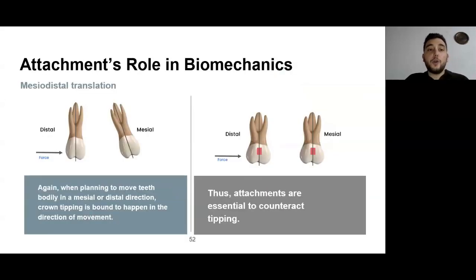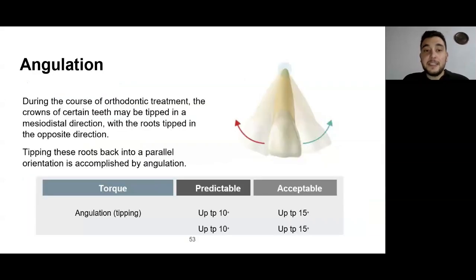Now, I just want to go back to the mesiodistal translation and the tipping effect, and also the angulation effect. For example, we have a molar that is already tipped mesially, and you want to mesialize it. With the side effect of tipping, we're going to expect more tipping to happen on that tooth. So before any attempt to mesialize that tooth, we need to angulate the tooth. We need to upright it to its original position. Then we can move on with the mesialization process.